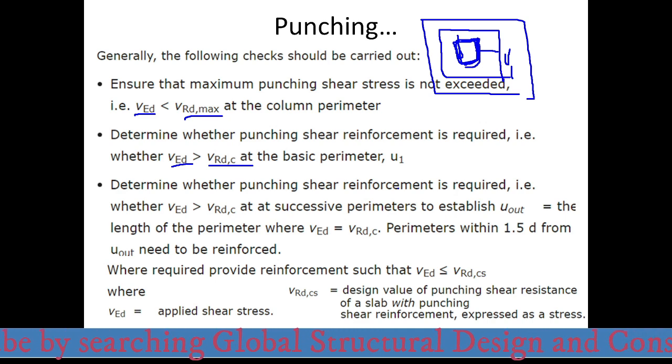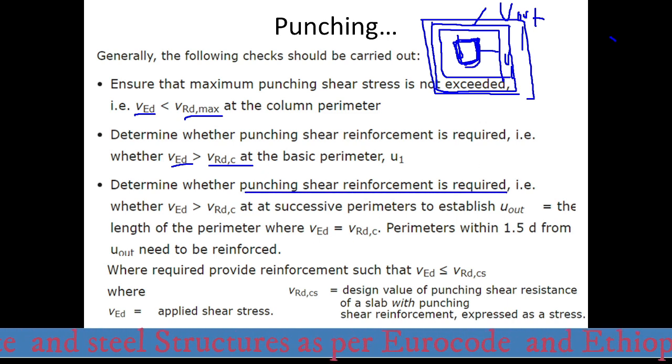And third, determine whether punching shear reinforcement is required. That means whether VED is greater than VRD,c at the successive perimeter to establish U out. The third perimeter will be this one, which is U out. So we need to calculate U out based on where punching shear reinforcement is required.